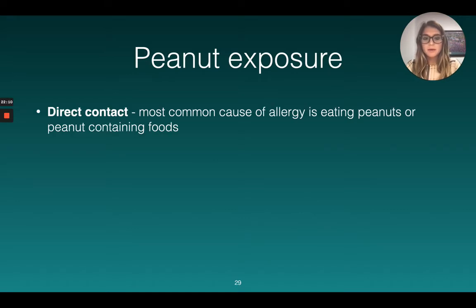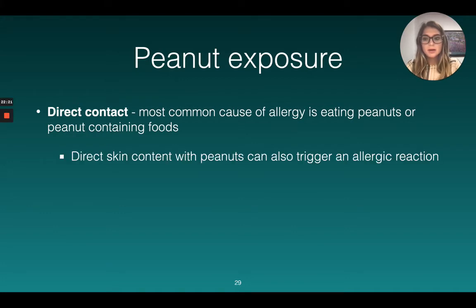So exposure can be a couple of different types of contact. Direct contact is the most common cause of allergy, in eating peanuts or peanut-containing foods. A reaction can also be caused by direct skin contact with peanuts. So for instance, if someone had peanut butter on their hands and they shake someone else's hands, or if they touch a handrail or a doorknob, and then someone with a severe allergic reaction to peanuts touches that peanut butter, it can elicit a severe allergic response. So the individual doesn't necessarily have to consume the peanut butter themselves.